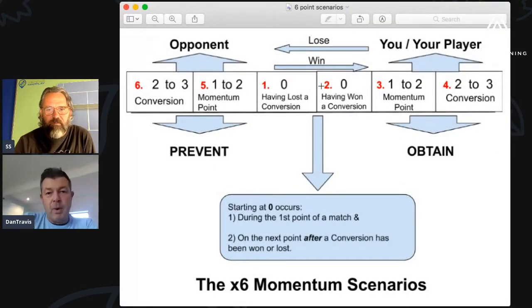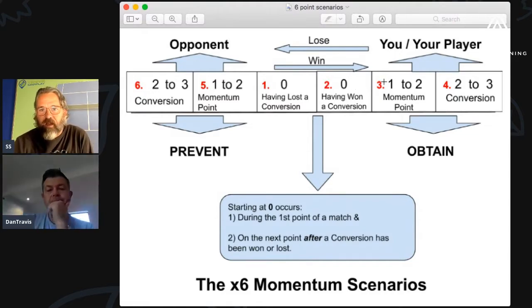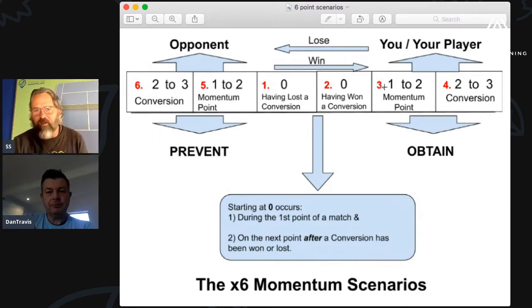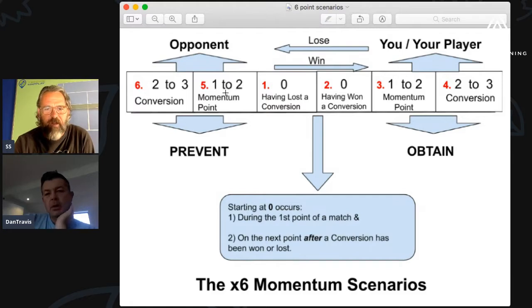Okay. So can we go to when you've won a point? That would be scenario 3. You can see the arrows at the top, win. We're at scenario 3, you or your player, and you're trying to obtain a momentum point. So you're trying to go from winning 1 point to winning 2 points in a row. Okay, great. And then if we zip across to the losing side, over here to scenario 5, you have lost a point and you're trying to prevent a momentum point by your opponent.